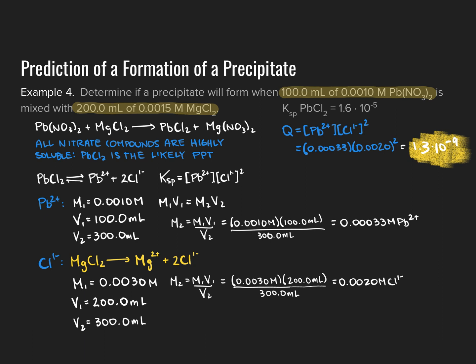Now at this point, recognize that the entire point of calculating a value of the reaction quotient Q is to compare it to the equilibrium constant K. So I see here my Q value of 1.3 times 10 to the negative 9 is significantly smaller than the given KSP value of lead 2 chloride of 1.6 times 10 to the negative 5th.